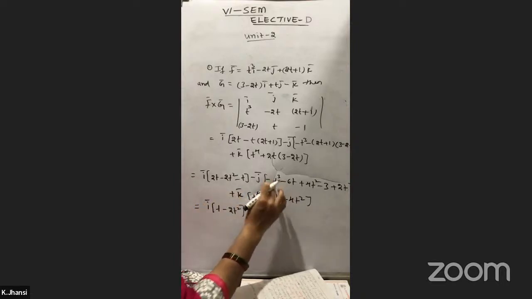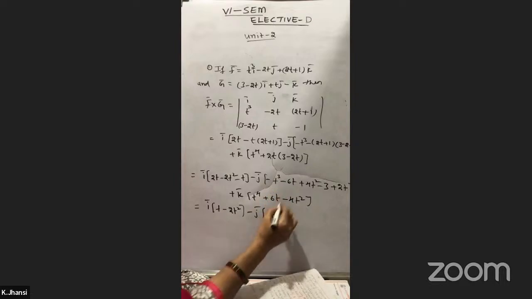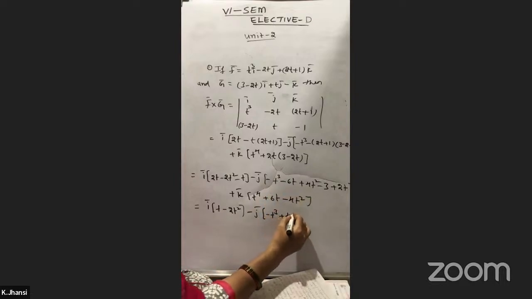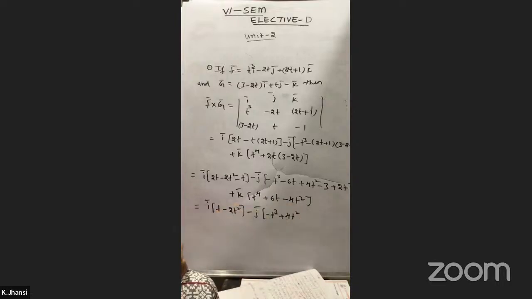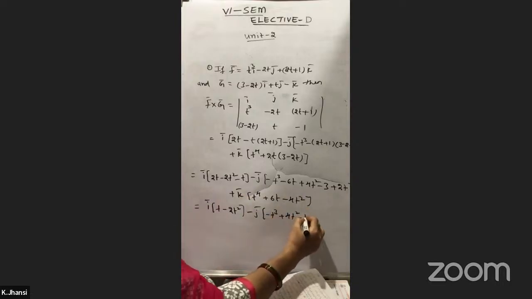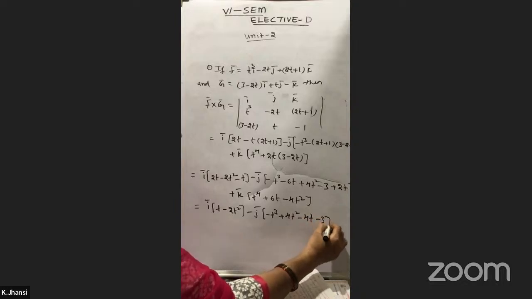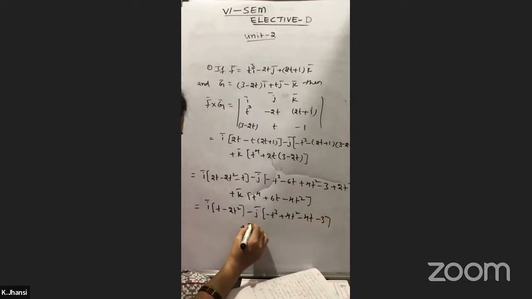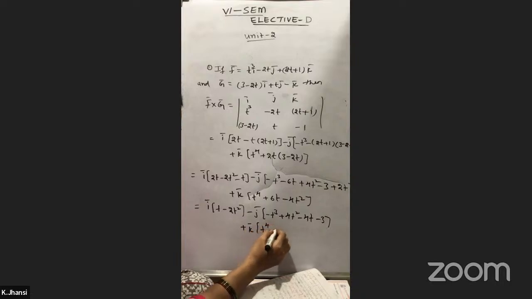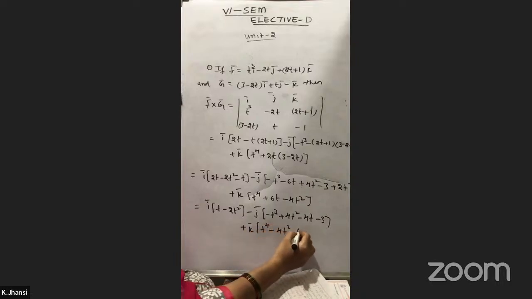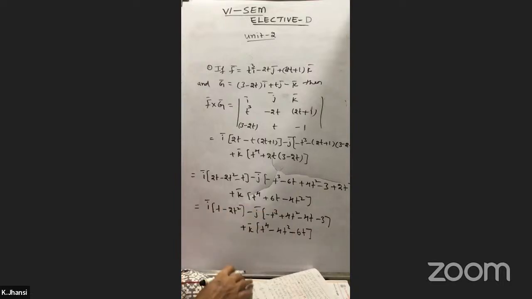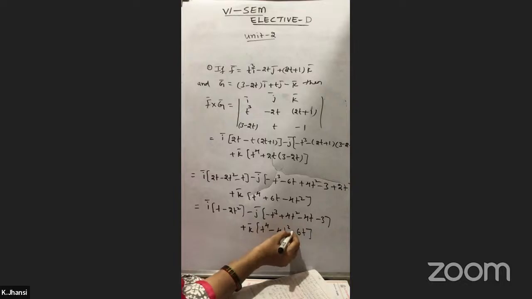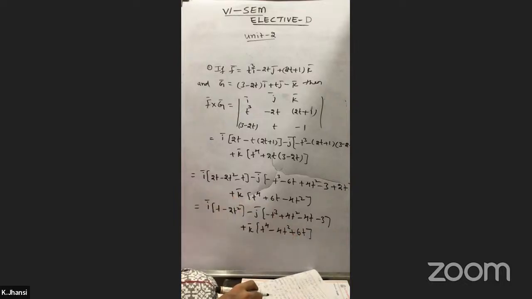Here first highest is minus t cube. t square is also not there, plus 4t square minus 60, plus 2t means minus 4t minus 3, plus k into t to the power of 4 minus 4t square minus 60. Okay, keep like that only. Plus 60 minus 4t square.